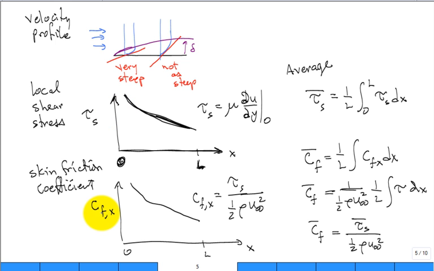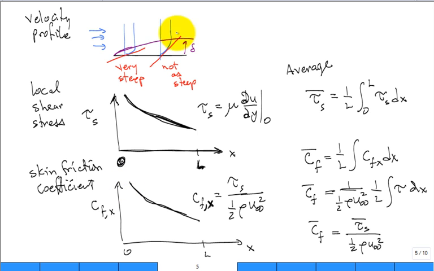You then have a local skin friction coefficient, C sub f. C sub f of x, sometimes I'll emphasize that this is local by putting a comma x in there. What is that? That's the local shear stress divided by 1/2 rho U infinity squared. Who recalls the name given to 1/2 rho U infinity squared? Dynamic pressure, dynamic velocity, or velocity pressure. Okay. So this also decreases as further you go down and the thickness of the boundary layer grows.